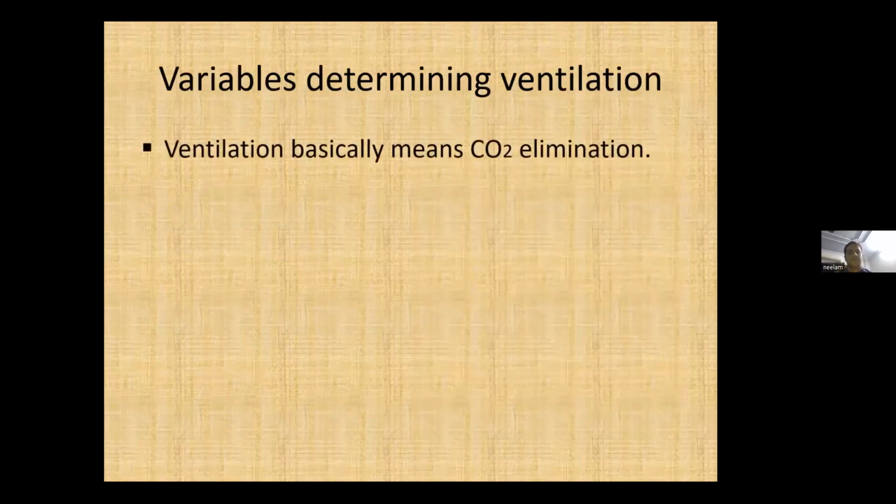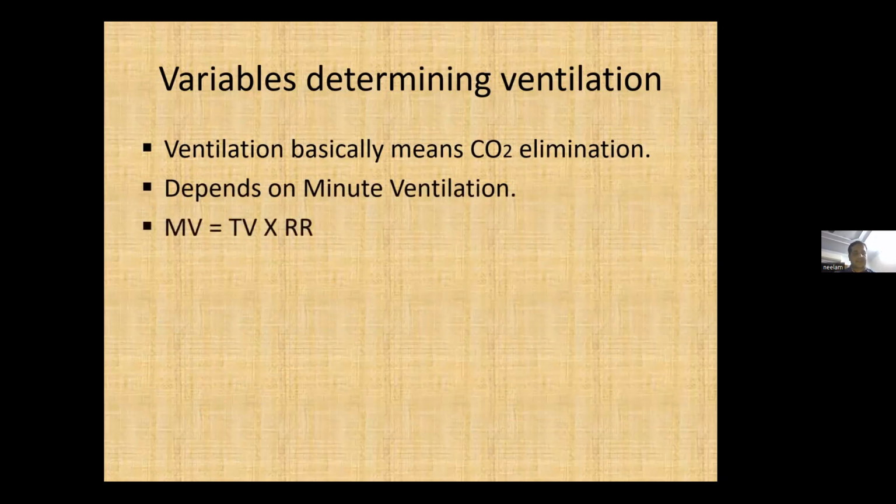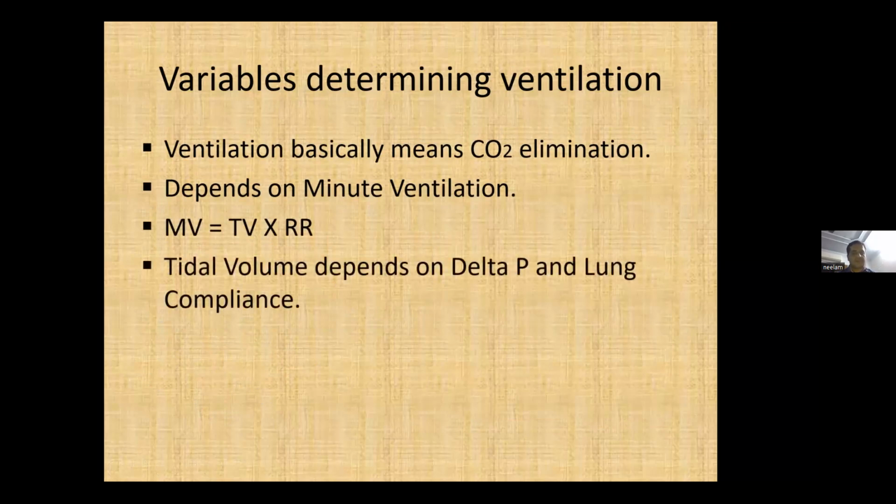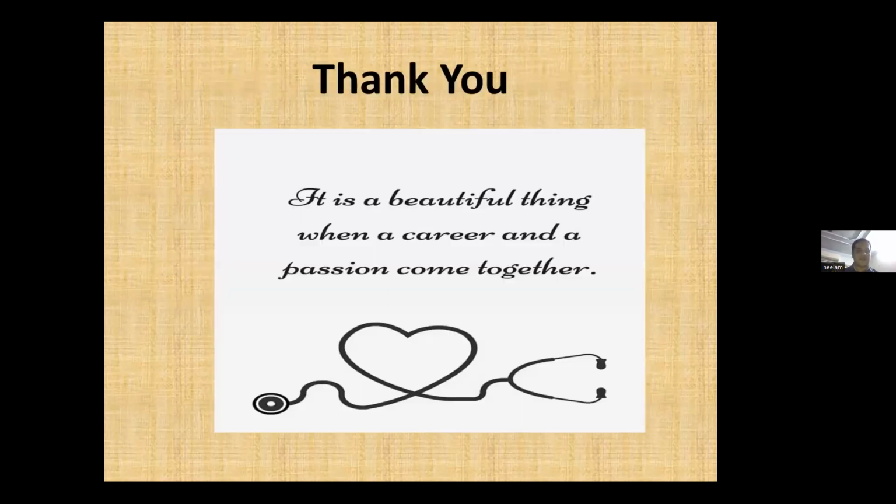Okay, then coming to the variables which are determining the ventilation. So ventilation is actually nothing but CO2 elimination. Okay, so again, it depends upon minute ventilation, and minute ventilation, as I told before, is nothing but tidal volume into respiratory rate, and tidal volume depends upon the change in the pressure. Delta P is nothing but the change in pressure. That is, if you're intubating and ventilating a child, delta P is nothing but the difference between PIP and PWP. ठीक है, तो अगर मेरा PIP is 16 and PWP is 5, my delta P will be 11. Okay, and so tidal volume depends on two things, that is the delta P and the lung compliance, right?